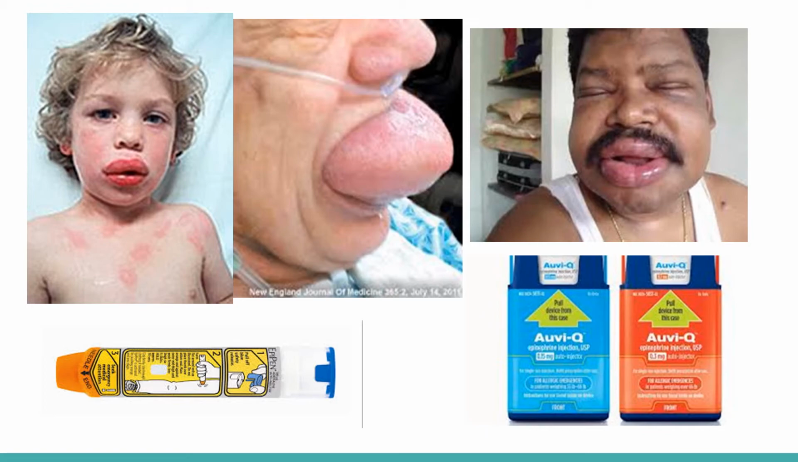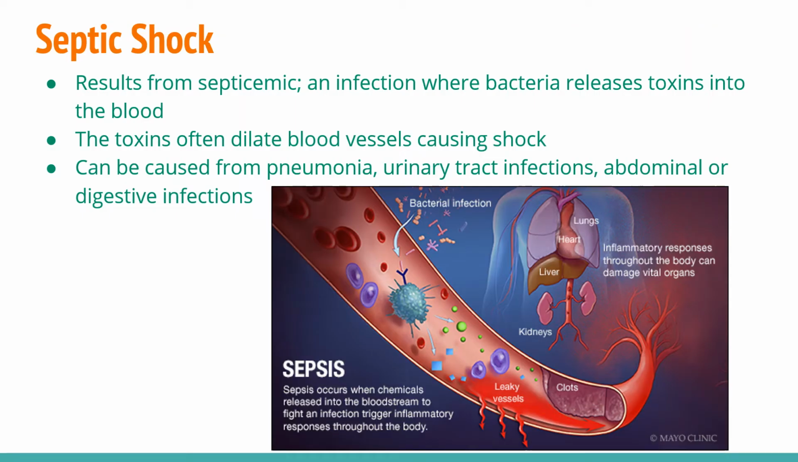All right, septic shock. This is definitely something that we see in our ICU. We get septicemia, which is basically an infection of the bacteria. Staph and strep are pretty common in the hospital. These toxins then cause, again, the blood vessels to dilate, which then leads to that shock where you're not able to maintain a blood pressure. These toxins are released as a result of the bacterial infections.